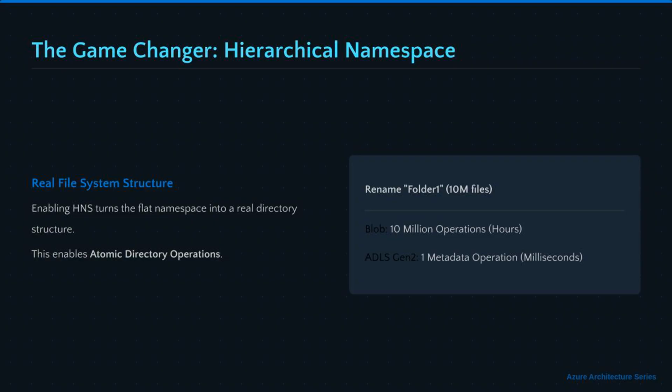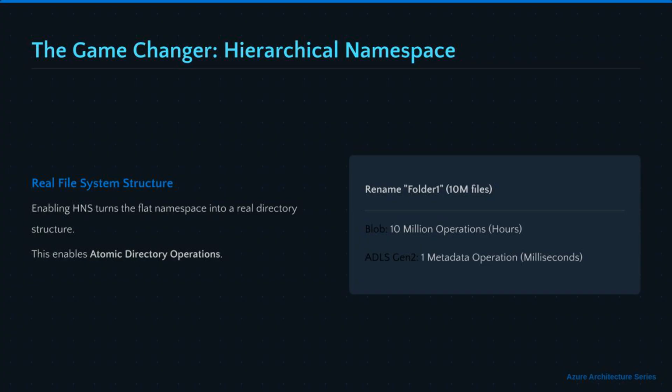This atomic manipulation is mandatory for big data analytics engines like Spark or Hive. These engines frequently write data to temporary directories during job execution and then rename them to the final output directory at the end. On standard blob storage, that rename could take hours. On Gen 2, it's instant.